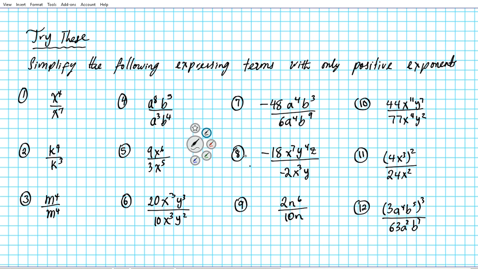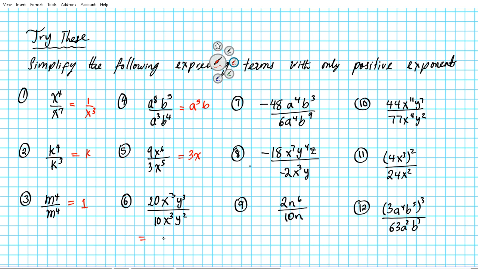All right, so hopefully you had a chance to try out these problems. Let's take a look at what the answers are. For number 1, the answer is 1 over x to the third. For number 2, the answer is k raised to the first power, so you just write it as k. For number 3 is just 1. For number 4, the answer is a raised to the fifth power b. For number 5, the answer is 3x to the first power, which you just write as 3x.